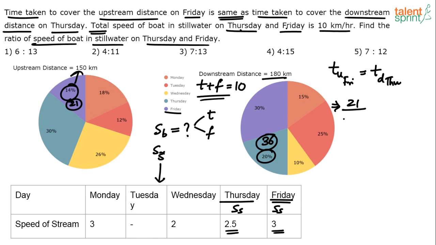Okay. Now, what do we have to do? Upstream speed on Friday. What is upstream speed? Speed of the boat minus speed of the stream. So the speed of the boat on Friday is F, minus the speed of the stream. The speed of the stream on Friday is 3. So F minus 3.